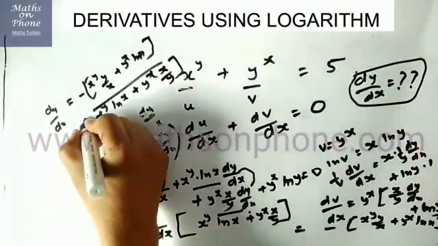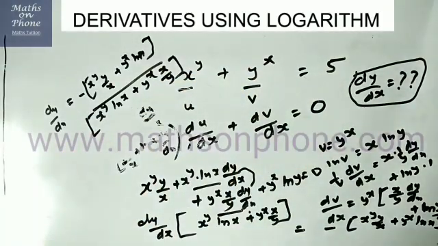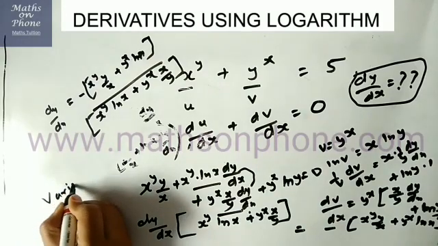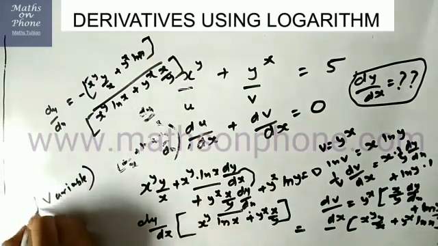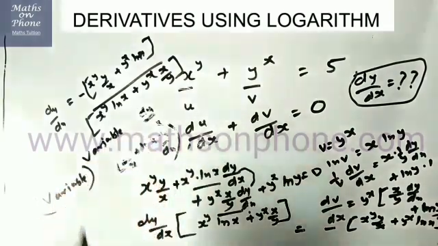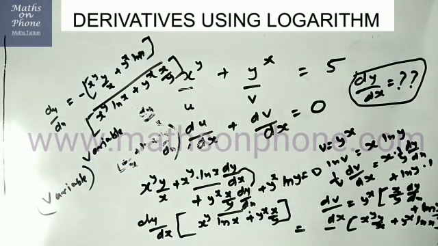So this is the basic principle. On taking log both sides, we can make things easier wherever we are encountering the problem of variable to the power variable. This is very important. So always try to take log. Using the properties of log, we can make things very easy. Hope you are understanding derivatives using logarithm.